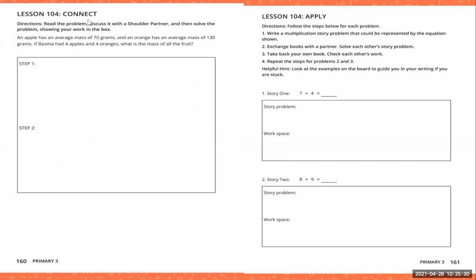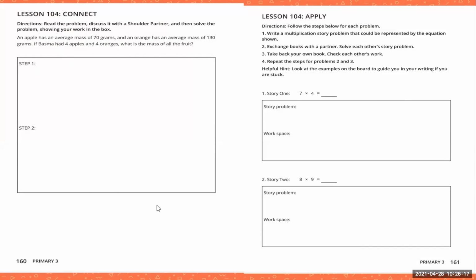In lesson 104, the connect part, we have a story problem here. An apple has an average mass of 70 grams, and an orange has an average mass of 130. So the average mass of apple is 70 grams, and the average mass of orange is 130 grams. If Basma had 4 apples and 4 oranges, what is the mass of all fruits?